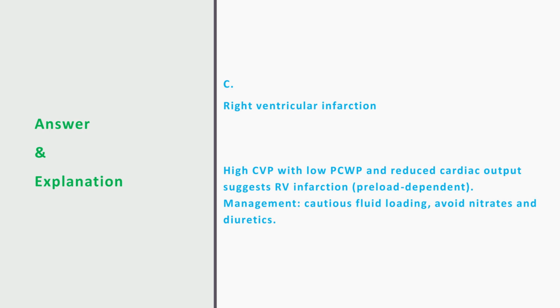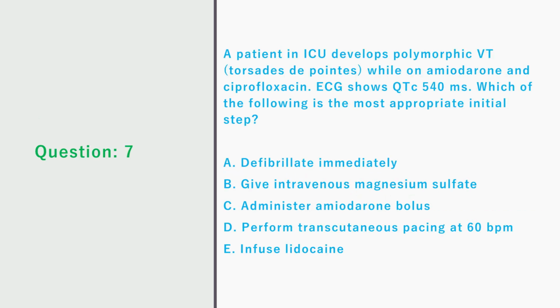Explanation. High CVP with low PCWP and reduced cardiac output suggests RV infarction, which is preload dependent. Management: cautious fluid loading, avoid nitrates and diuretics.